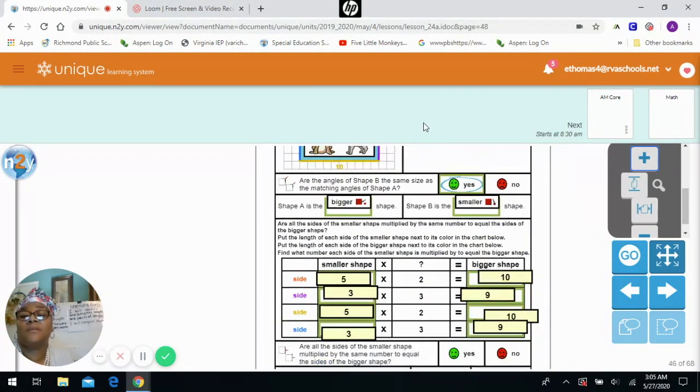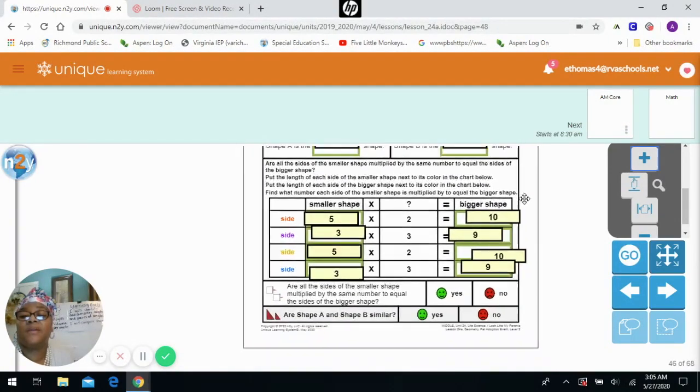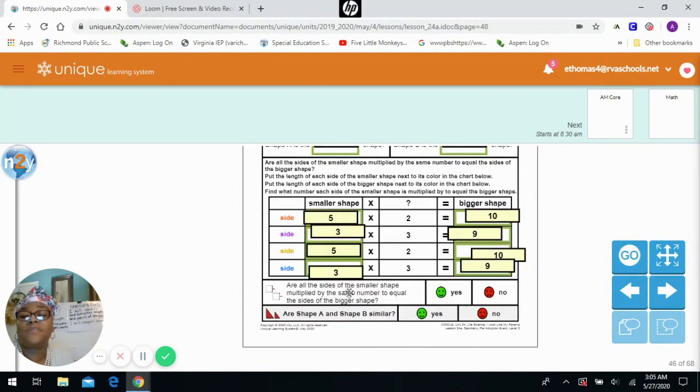Okay, so now all of the sides of the smaller shape multiplied by the same number to equal the size of the bigger shape. All right, so all of the sides. All right, so what number? Okay, so we said times 2, times 3, times 2.